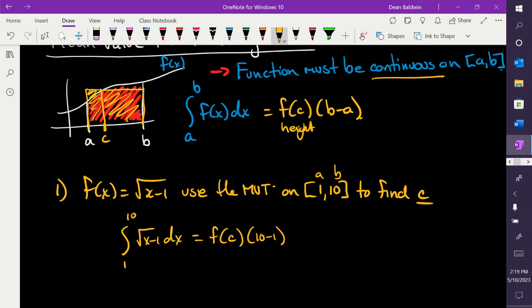Can you erase something for me? Just erase the 1. No, just go like that. Just do root x. Just erase the minus 1 because you don't know how to do the integral if it's x minus 1 yet. That's my fault. Sorry. So we're just going to call it root x. That's okay.